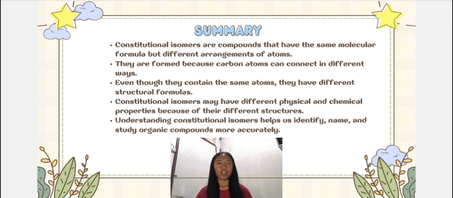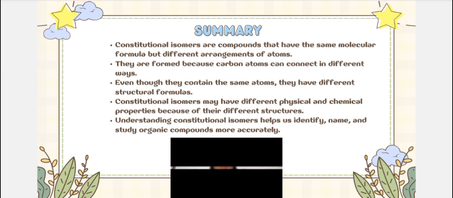Summary. To summarize, constitutional isomers are compounds with the same molecular formula but different atom connections. They are formed because carbon atoms can bond in different ways. Since their structures are different, they may also have different properties. And understanding constitutional isomers helps us to identify, name, and study organic compounds more accurately.